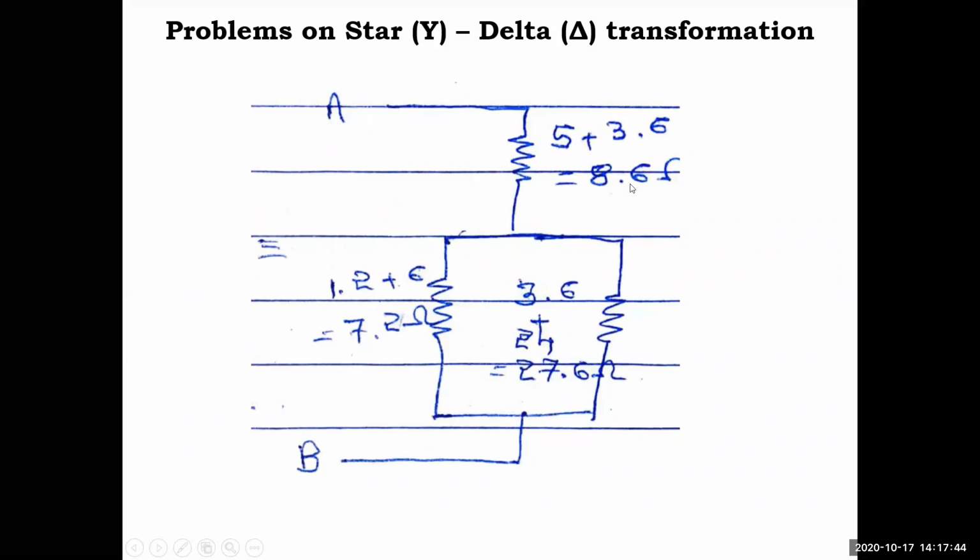5 plus 3.6 is 8.6 ohm. Then the series 1.2 and 6 we have added, 7.2 ohm. Then 3.6 plus 24 is 27.6 ohm. Now these two are in parallel, so find the equivalent parallel resistance, then these are in series and you will get the final answer. In the next slide we will get the final answer.